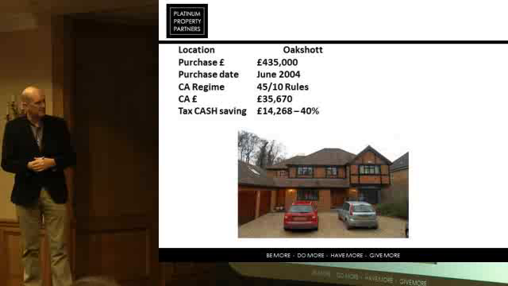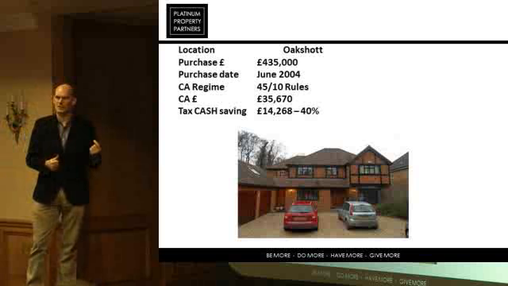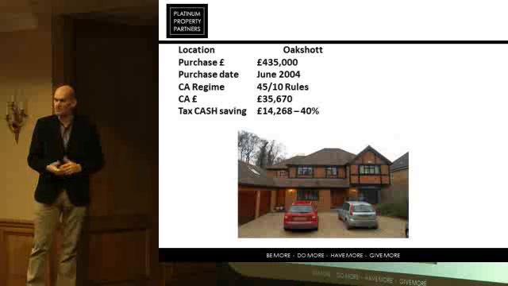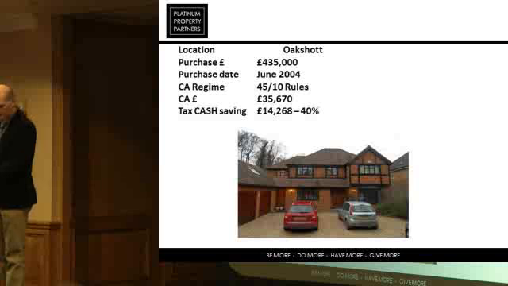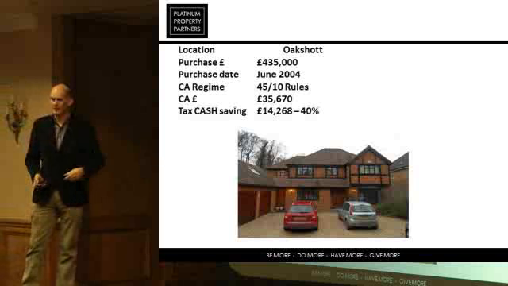£35,000 of capital allowances. He was a 40% tax rate payer at the time, meaning he got £14,000 off his tax bill. He was quite happy with that for that particular year. But that gives you an idea of the higher end multi-lets.